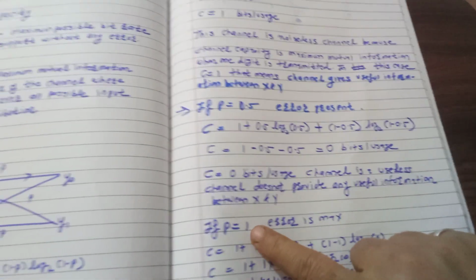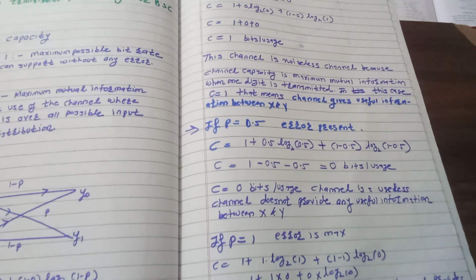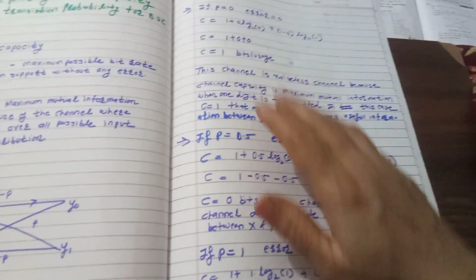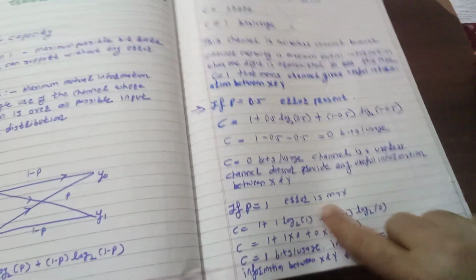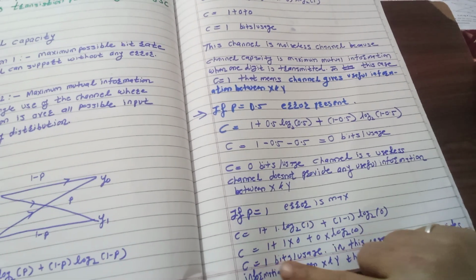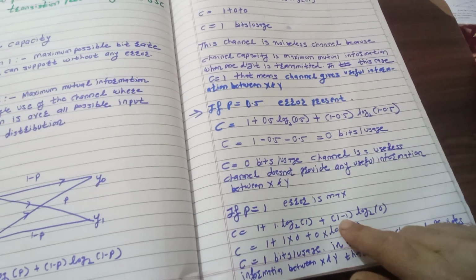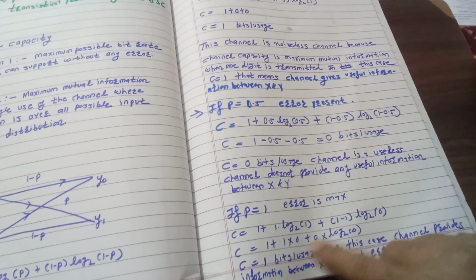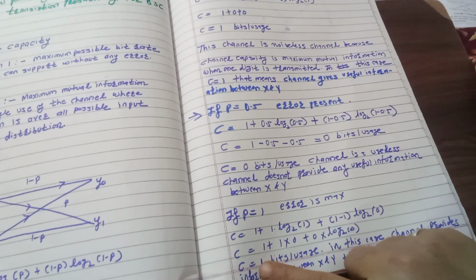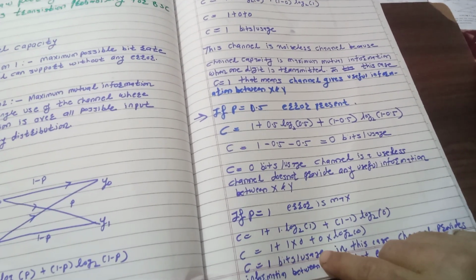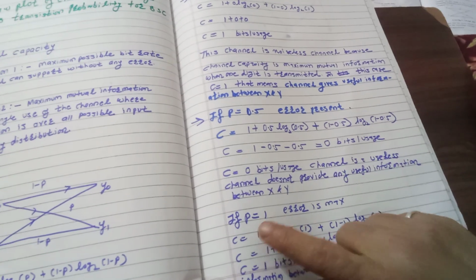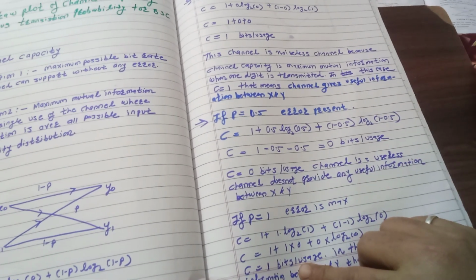So this is a useless channel. So if P equal to 1, then, first we have taken P equal to 0, then 0.5, then P equal to 1. So we have put P equal to 1 and you are getting 1 log 1, 1 minus 1 log 0. So you are again getting C equal to 1 bit per usage. So in this case capacity is maximum.